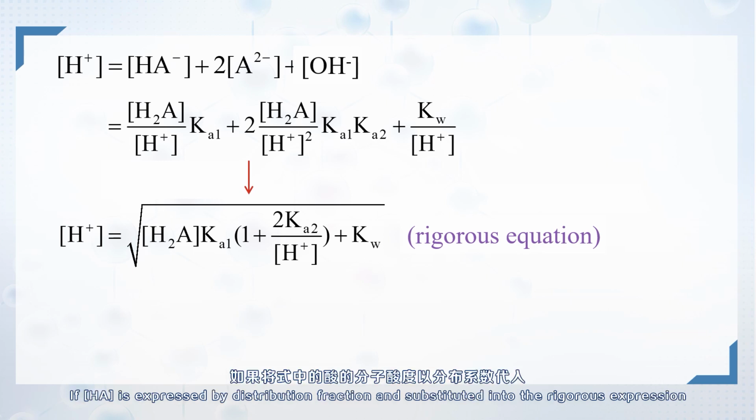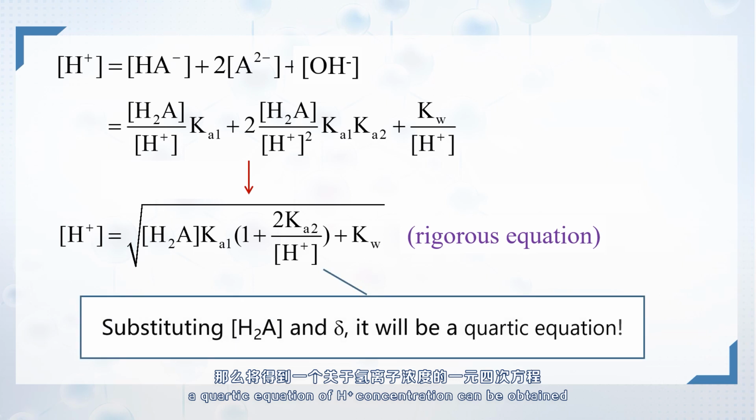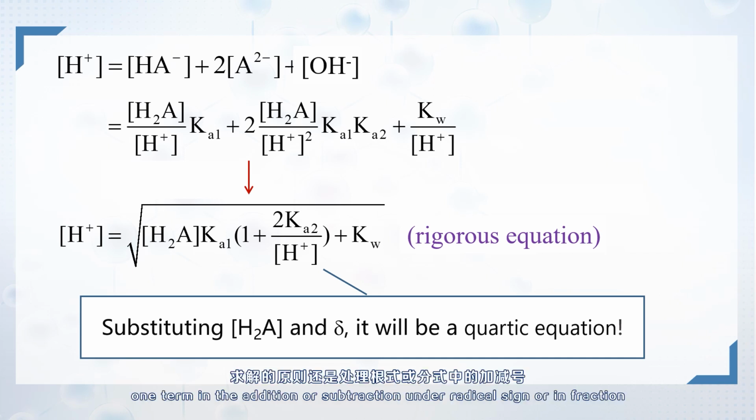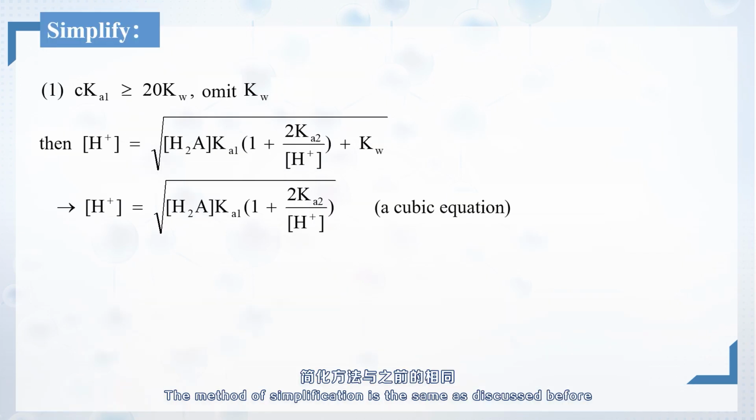If HA is expressed by distribution fraction and substituted into the rigorous expression, a quartic equation of hydrogen concentration can be obtained, which is unable to solve by common method. So, simplification is needed to get the solution. The principle is still to eliminate one term in the addition or subtraction under radical sign or in fraction. The method of simplification is the same as discussed before.